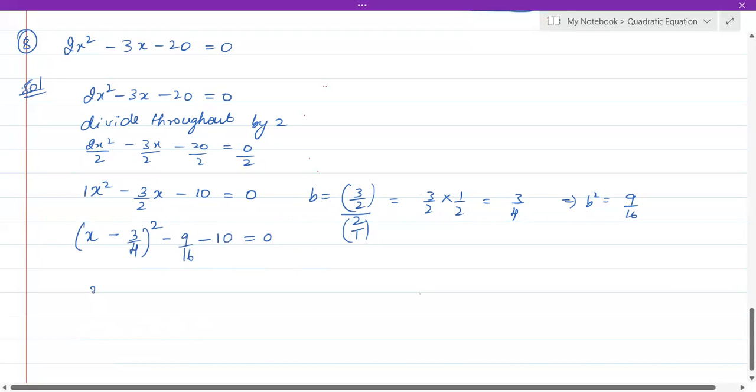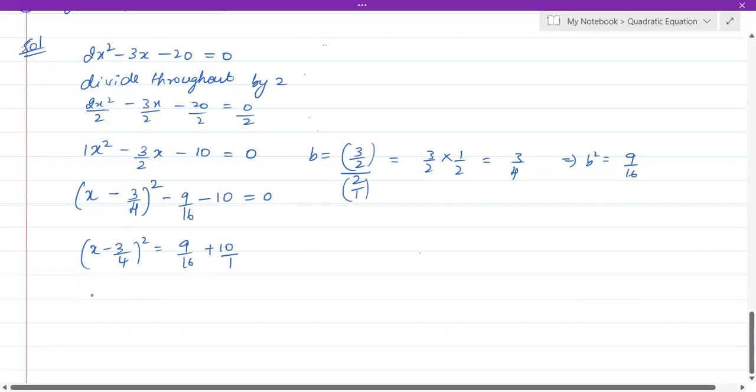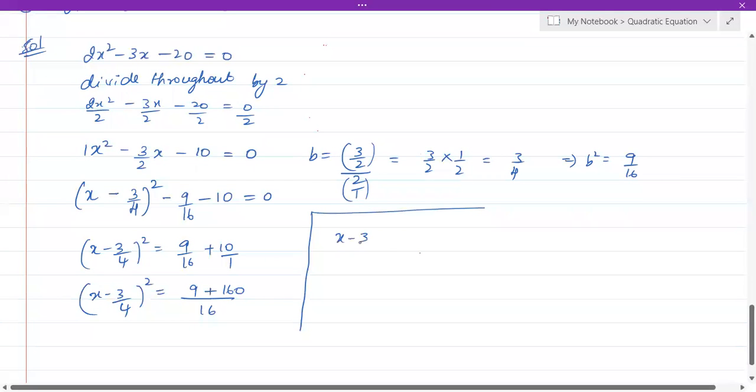Okay. So x minus 3 by 4 the whole square. The other numbers go to the other side. Minus 9 by 16, if it comes to RHS, becomes plus 9 by 16. Minus 10 to the other side will become plus 10. We have to take LCM. So the LCM will be 16 itself. So x minus 3 by 4 the whole square equals, the LCM is 16, so it will become 9 plus 160. So it becomes x minus 3 by 4 the whole square equals 169 by 16.